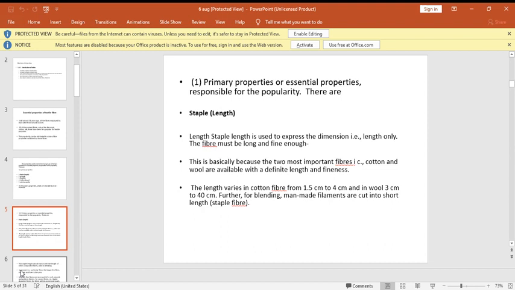First one, as I already told, is staple length. Staple length is used to express the dimension, that is length only. The fiber must be long and fine enough. This is basically because the two most important fibers, cotton and wool, are available with a definite length and fineness. The length varies in cotton fiber from 1.5 centimeters to 4 centimeters, and in wool from 3 centimeters to 40 centimeters. Further, for blending, man-made filaments are cut into short staple length or staple fiber.